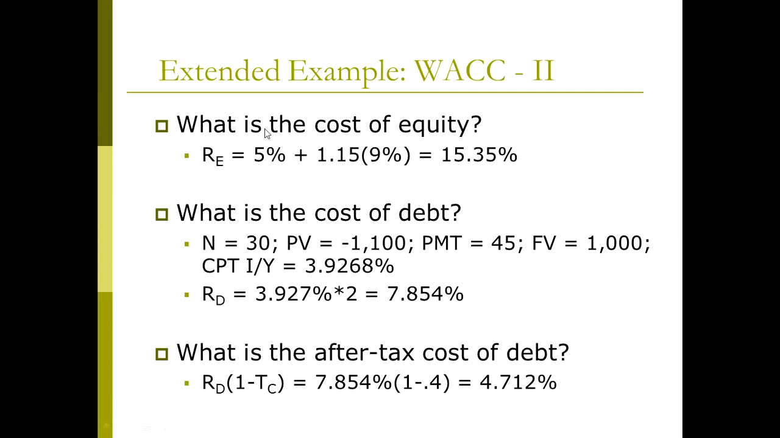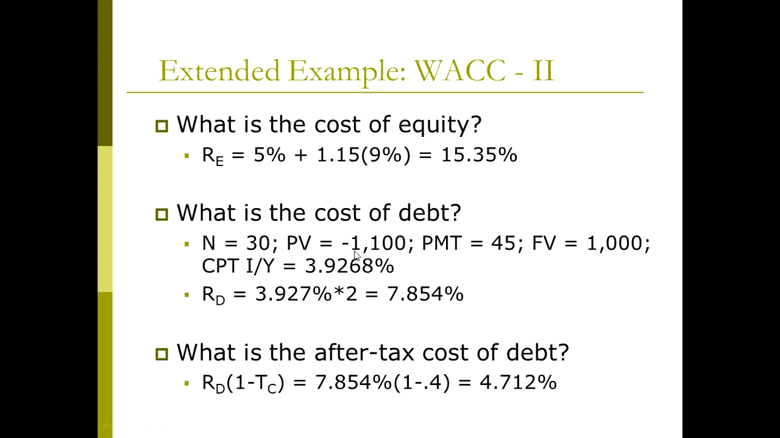We're going to use the CAPM model, 5% risk-free rate plus 1.15 beta times market risk premium. So the cost of equity, or the cost of common stock, is 15%. What is the cost of debt? Well, using the numbers given, number of periods, 15 years multiplied by 2, 30 periods.